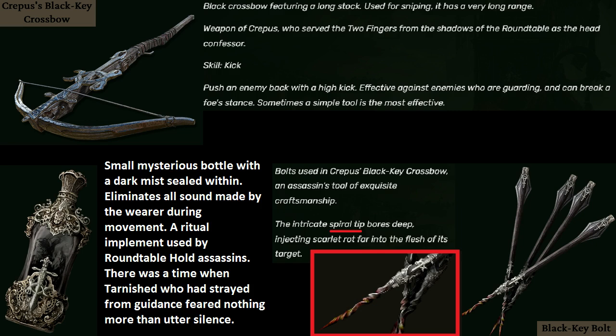Finally, let's cover Kremyos's black crossbow, an assassin's tool of exquisite craftsmanship. It uses black key bolts for ammo, which are intricate spirals tipped with scarlet rot. Who do we know that is capable of exquisite craftsmanship and has researched the scarlet rot? The term spiral is again used to relate to nature, as rot is decay, a naturally occurring part of the cycle of life.